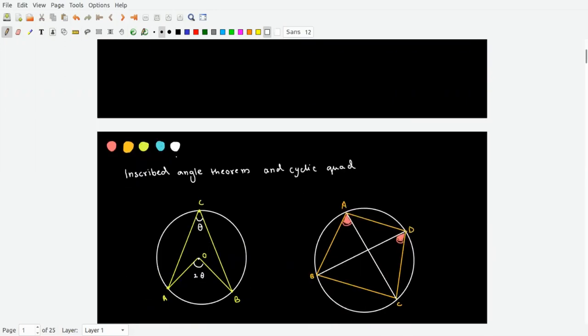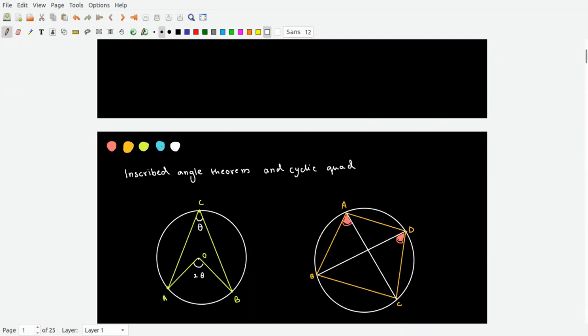What's this one? Do not laugh. Inscribed angle theorem. Anybody who can prove this? Or should I just assume that every single one of you is comfortable with this? I don't want to call out people, so better respond in the chat.